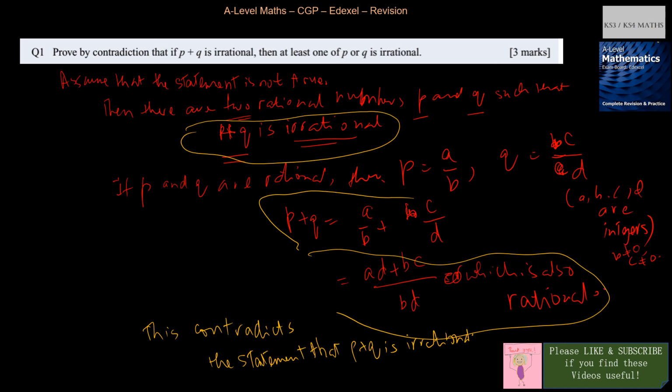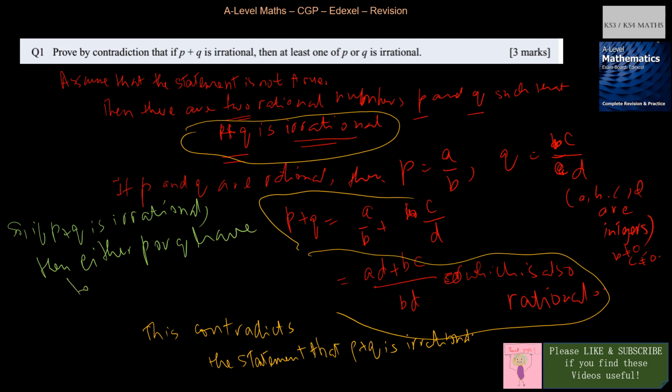So if p plus q is irrational, then either p or q has to be irrational. Okay, so that's what we get. Otherwise it doesn't work. So that completes our proof that if p plus q is irrational, then at least one of p or q is irrational. Because if p and q are rational numbers, then p plus q will also be rational. The only way p plus q can be irrational is when either p or q is irrational. Okay, so that completes this.